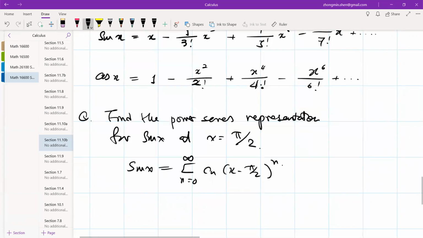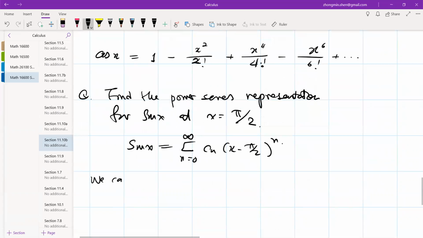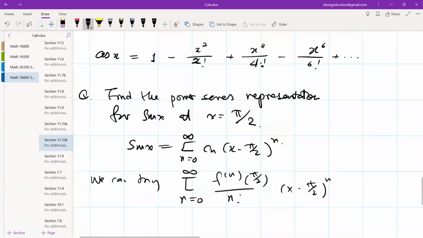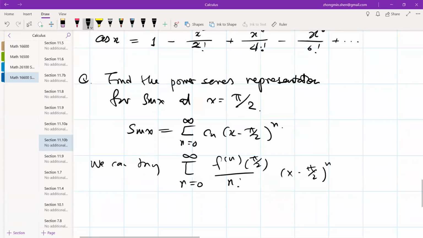Well, you can repeat what I did for sine x: you find all the derivatives and evaluate at pi over 2. You can try. The problem is that it takes much longer to solve the problem. When you finish, you probably only have half an hour left, and you don't have time for the exam.